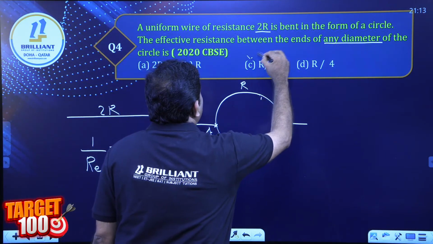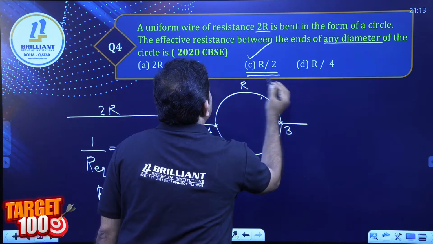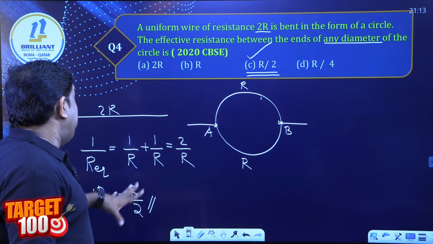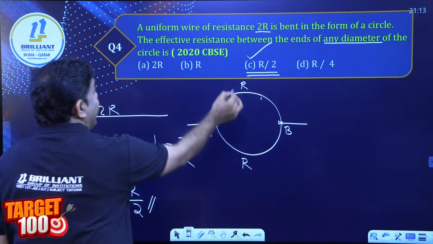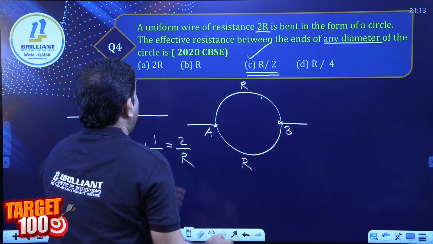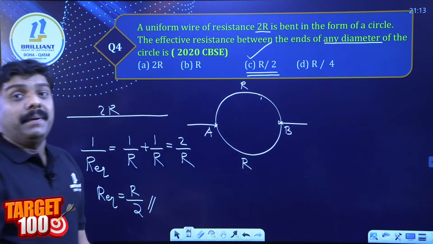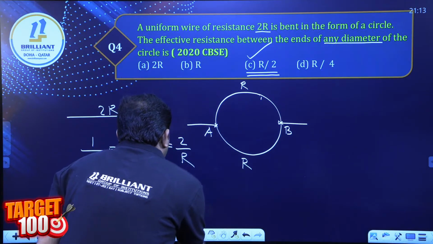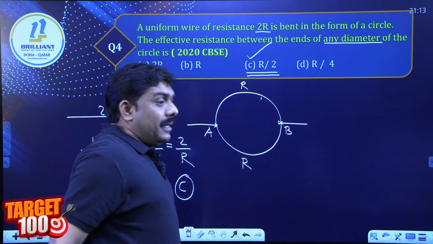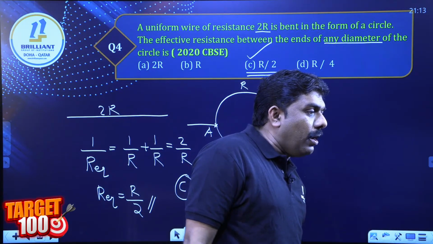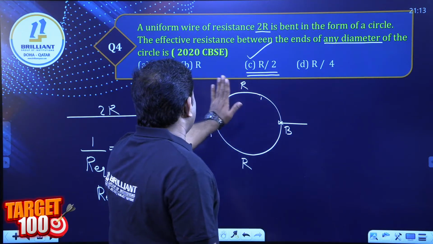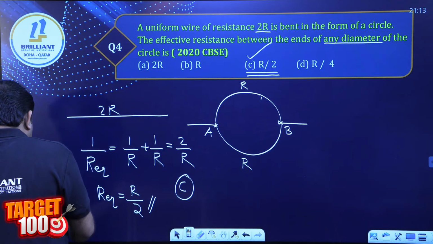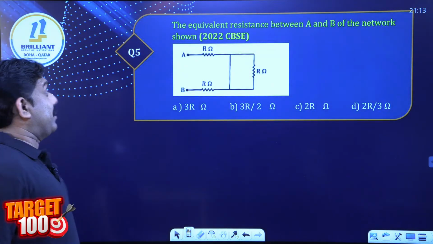So the right option is C, that is R by 2, because R and R are connected in parallel, so the equivalent will be R by 2. The right option is option C. Someone is saying it is D, but D is wrong. Actually, the right answer is option C. Okay, now we are moving to the next question.